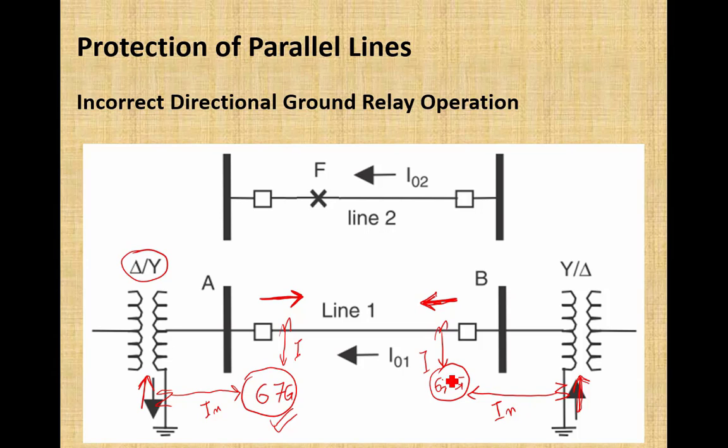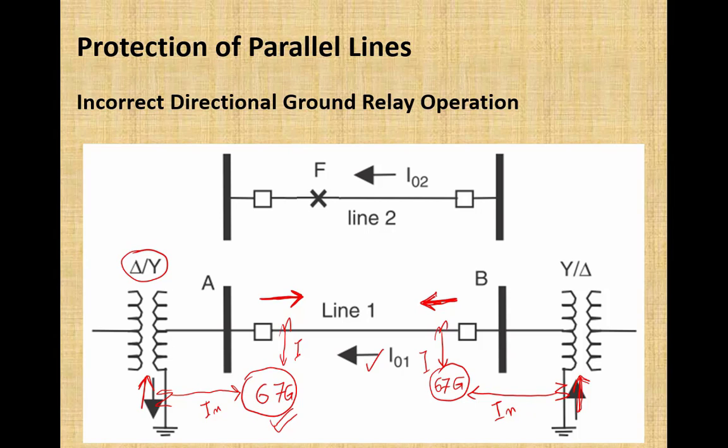Similarly, the directional ground fault relay at substation B would consider this fault current as a fault on the line, because current is flowing from bus to the line and the reference current is in the proper direction. So due to this reason, the directional ground fault relay at substation B will also consider this condition as a fault on the line. But there is no fault on the line.